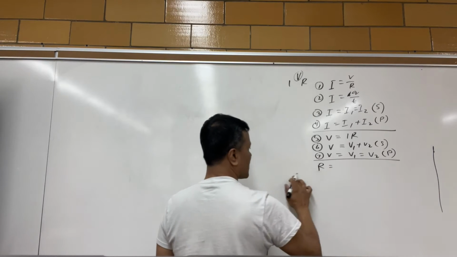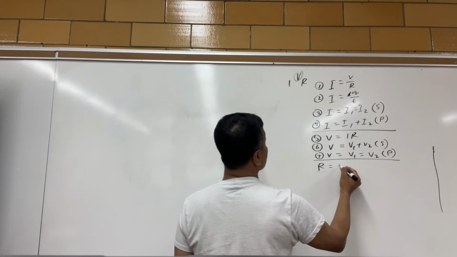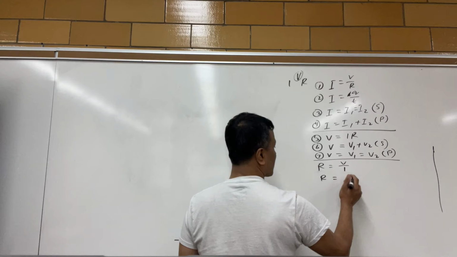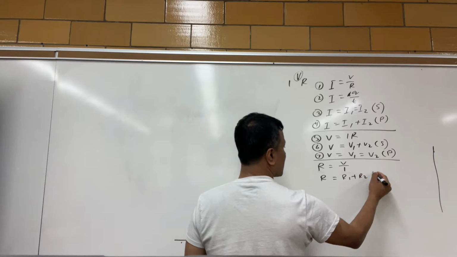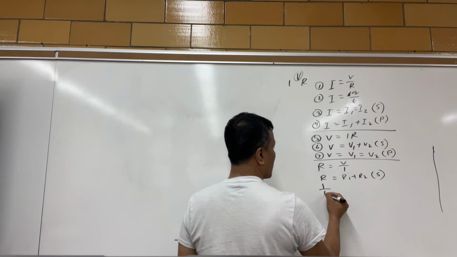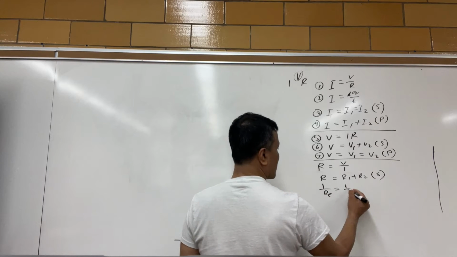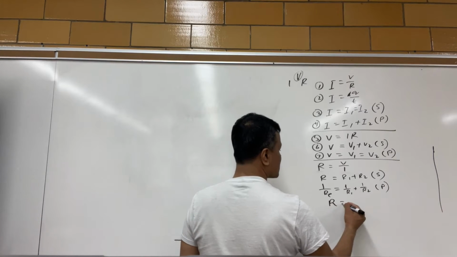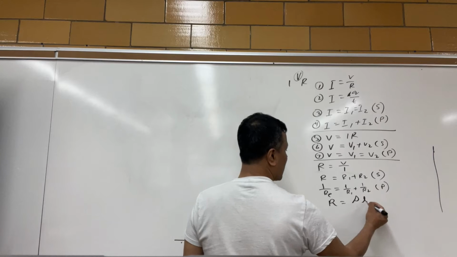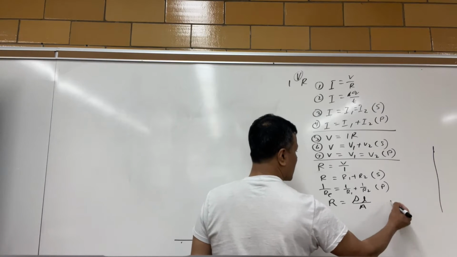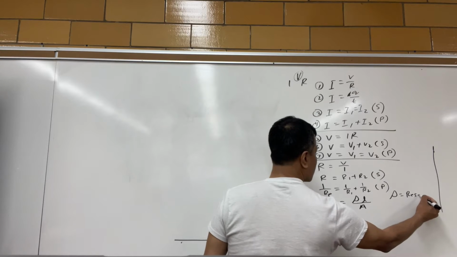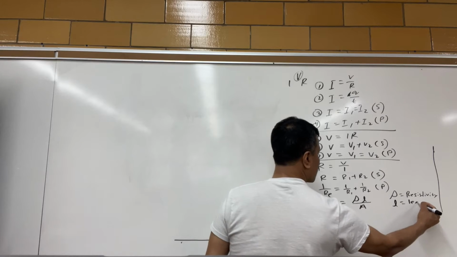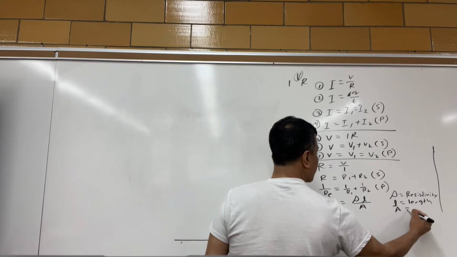The resistance, you can write as V over I, right? And the resistance is also R1 plus R2, and that is of course series. 1 over R equivalent resistance is 1 over R1 plus 1 over R2, and so on. This is for parallel. Resistance is also rho L over A. Rho is the resistivity, right? L is the length, and A is the area.